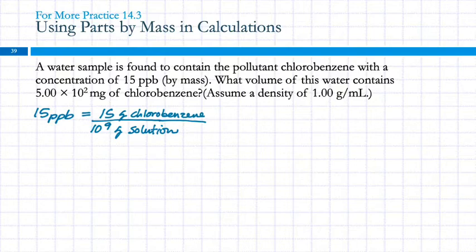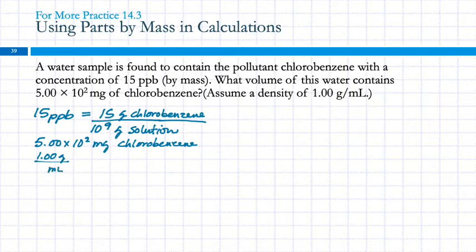And then we've got this number 5.00 times 10 to the 2 milligrams of chlorobenzene. And we're given a density, 1.00 grams per milliliter. And what's that the density of? The water containing the chlorobenzene. So we're calling it solution.